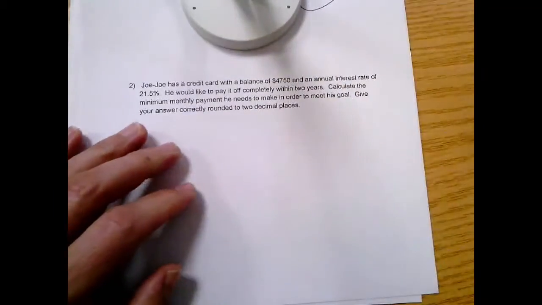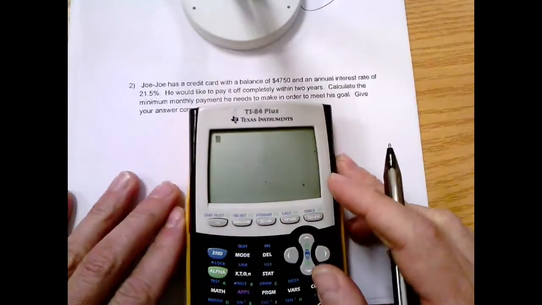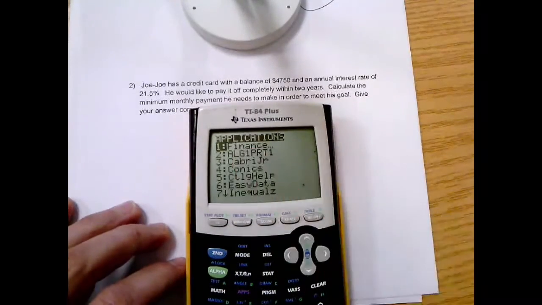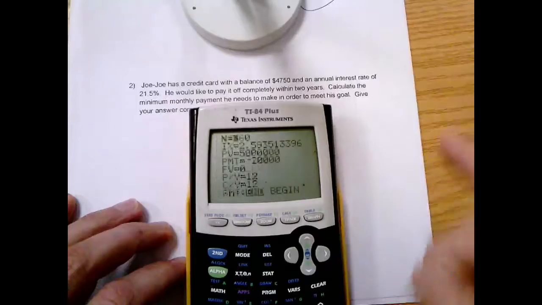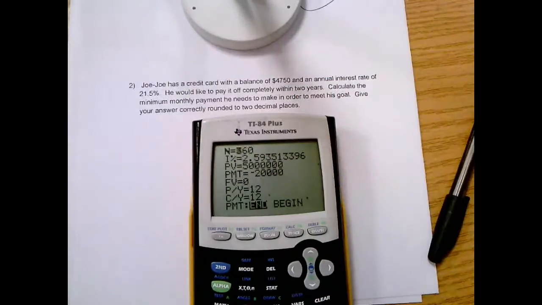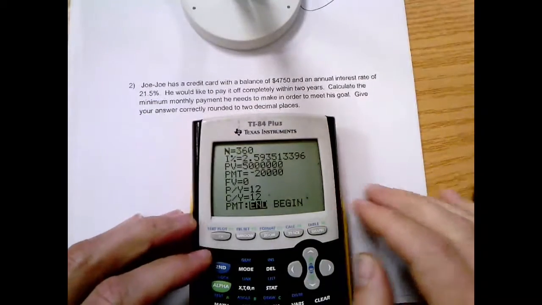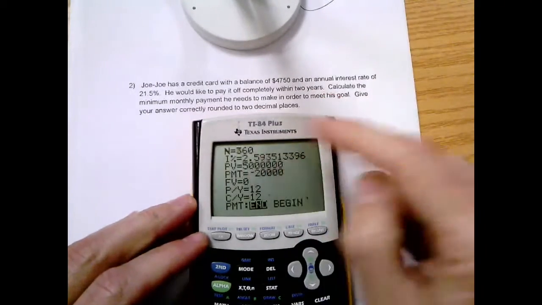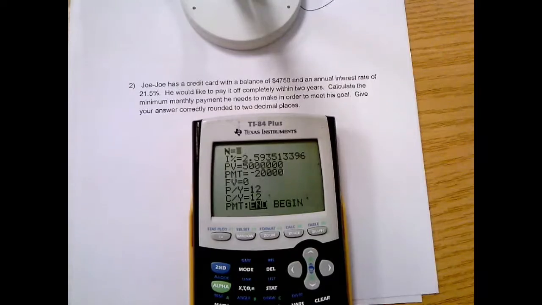Okay, so this is a calculator question. So step 1, apps, finance. Let's use that solver right now to just plug in our pieces. Okay, so this is my information from my previous question, so I'm going to clear all this out. So let's see here. 2 years. We do it in months. 2 times 12 is 24. Okay.